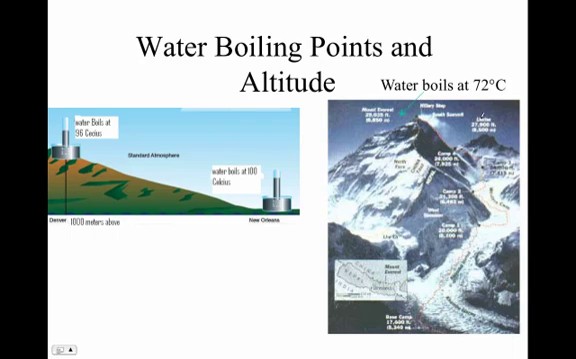Let's talk about altitude. Water boils at different temperatures depending on altitude. The higher up you are, the lower the boiling point. So if you're up on a tall hill in Denver, it's going to boil at 96 degrees. If you're in New Orleans, at sea level, water boils at 100. If you're way up on Mount Everest, water boils at 72.